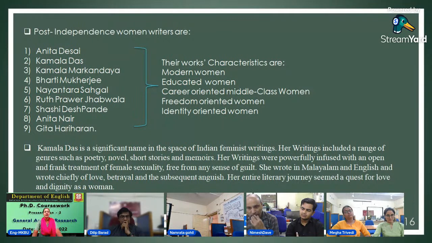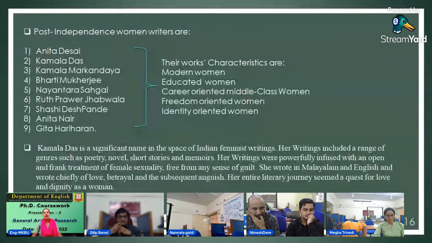Kamala Das is a significant name in the space of Indian feminist writing. Her writings included a range of genres such as poetry, novel, short story, and memoir. Her writing was powerfully infused with an open and frank treatment of female sexuality, free from any sense of guilt. She wrote in Malayalam and English and wrote chiefly of love, betrayal, and subsequent anguish.